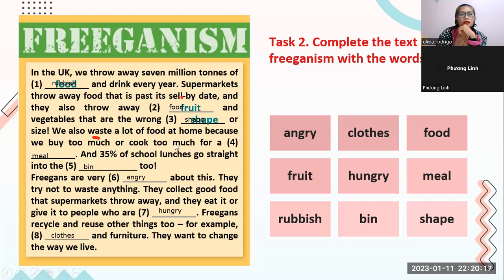Next is we also waste a lot of food at home because we buy too much or cook too much for a meal. And 35% of school lunches go straight into the rubbish bin or the bin. Freegans are very what? Angry about this. Of course, if they are freegans, you will get mad because some of the food that's supposed to be given to them, you are going to put in the trash bin. So it's quite bad.